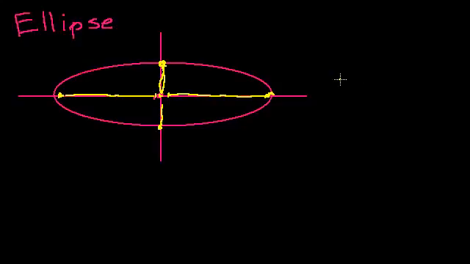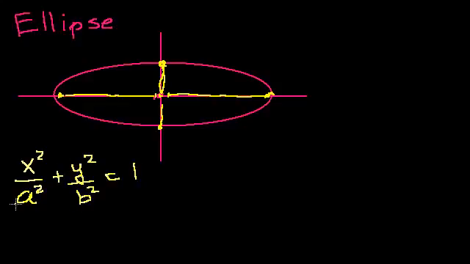Well, with that said, let's actually go a little bit into the math. The general or standard form for an ellipse centered at the origin is x squared over a squared plus y squared over b squared is equal to 1, where a and b are just any two numbers. I could have written this as c squared and d squared. They're just placeholders.